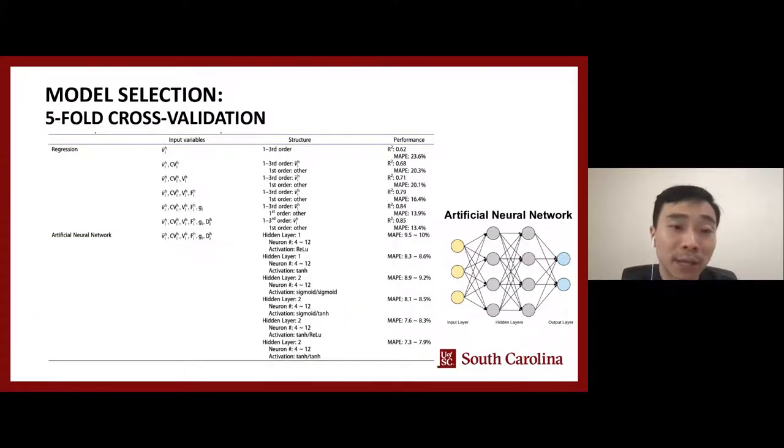We did a model selection, mainly looking at the traditional regression model with different parameter setups and also an artificial neural network to estimate the emission rate. The artificial neural network, compared with the traditional regression model, can represent a more complex and non-linear relationship between those input variables and the output. Therefore, the artificial neural network, the ANN model, tends to have better prediction performance, which we measure using the MAPE, the mean absolute percentage error. Essentially, through this model selection process, we identify the most suitable model for our estimation.